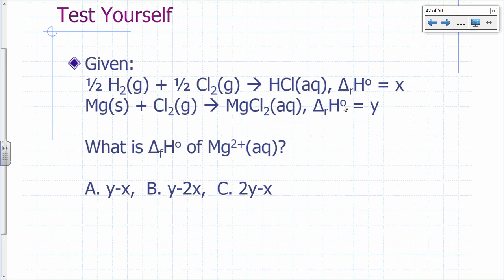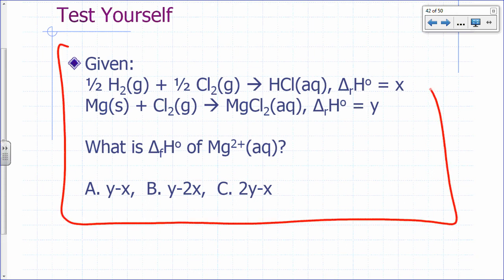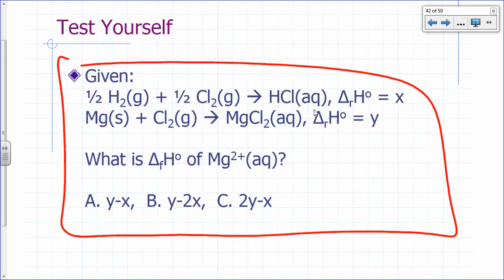So let's make this your homework. Delta H formation of magnesium. I want you to actually show your work to figure out the delta H formation of magnesium ion. Okay? What size? 42.